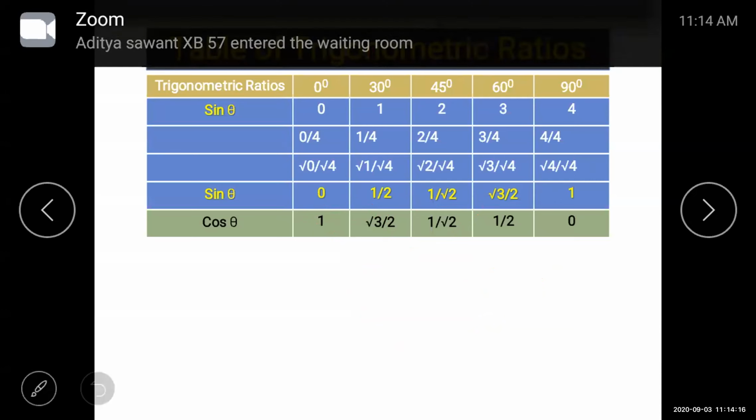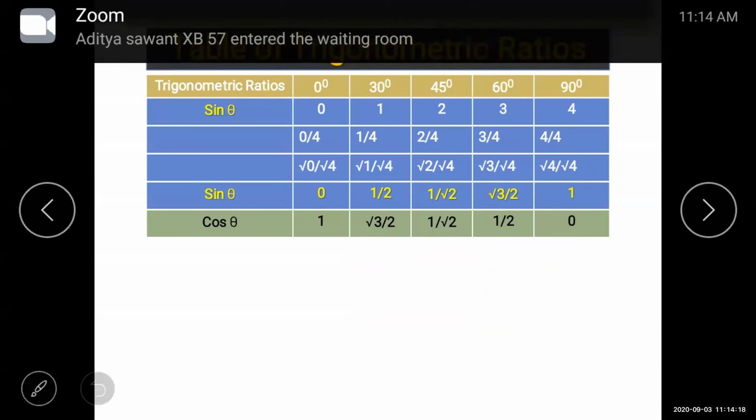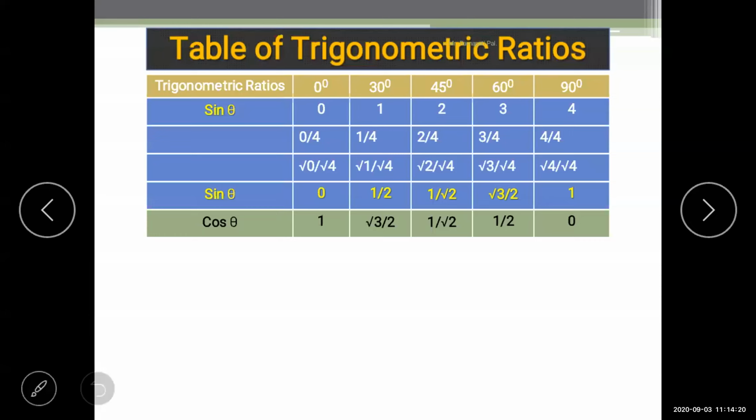Now we will see tan theta. Okay. So tan theta, we know that tan theta is equal to sine upon cos theta. Correct? So what is 0 upon 1?